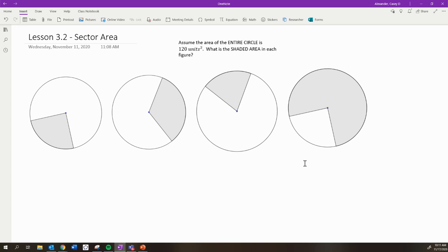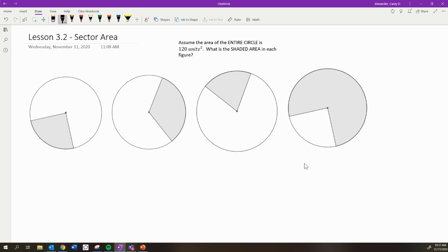So this is a recap of the lesson that we did on Monday and Tuesday, November 16th and 17th, and it's about sector area. So a sector of a circle is a portion of the circle, sort of like a pizza slice, right? So it's a piece of the circle, but it's enclosed by this point here in the center, right? And so we want to figure out what's the area of each of these shaded regions.